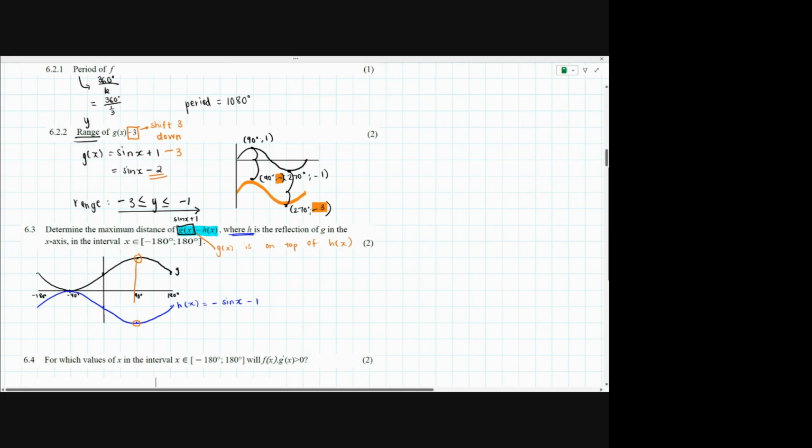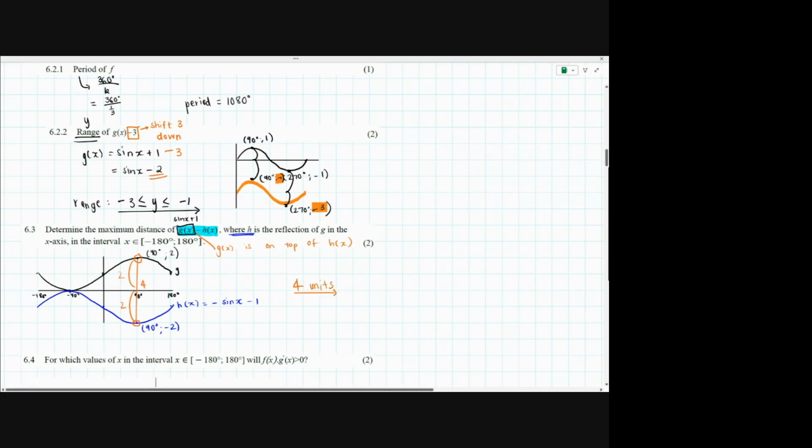And so if we were to then determine what that distance is, it's now very easy because we have the sketch. We knew from g of x, because we've obviously already done it, this is a maximum of 2. And because of the properties of a reflection, this is now at negative 2, which means that this maximum distance between these two graphs is 4 units. 2 units here, 2 units here. And so it's a maximum of 4 units.